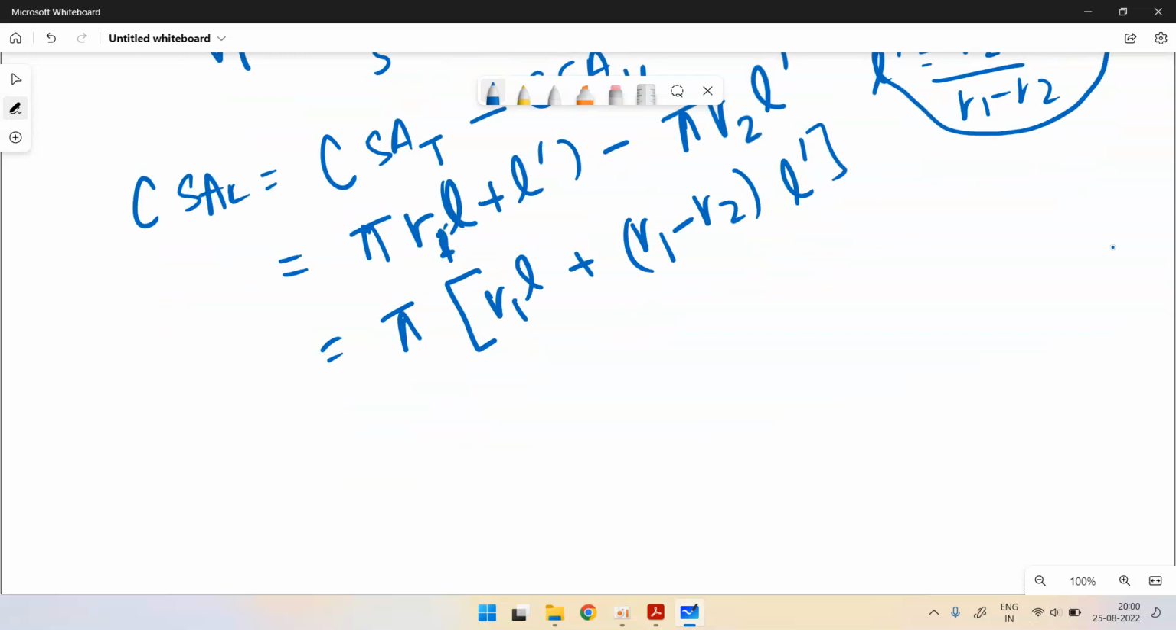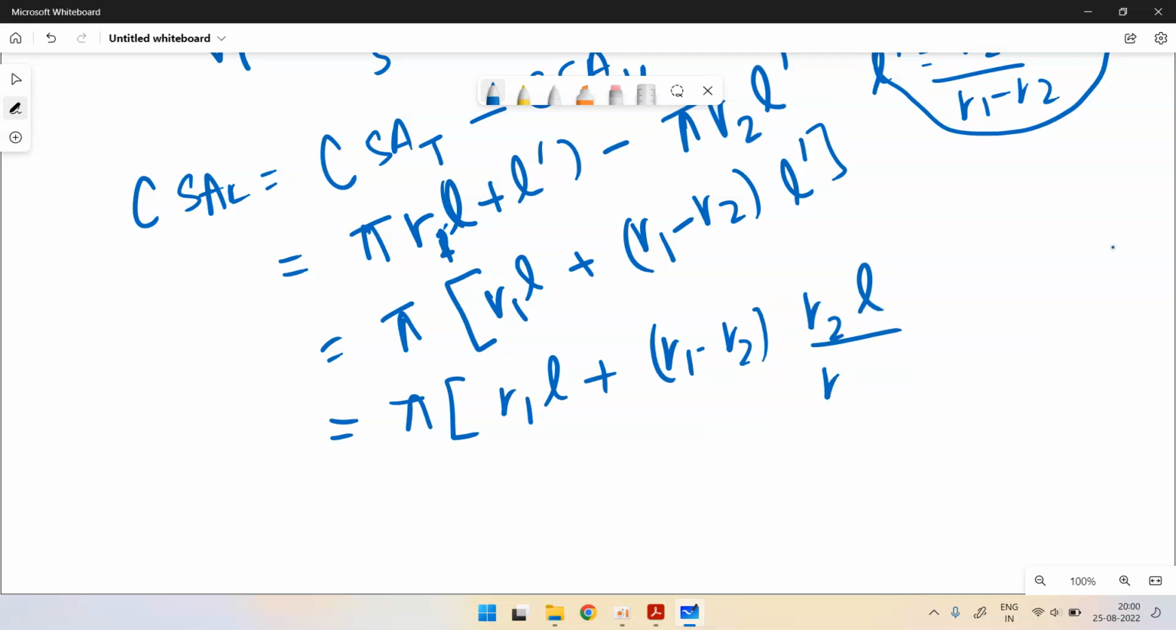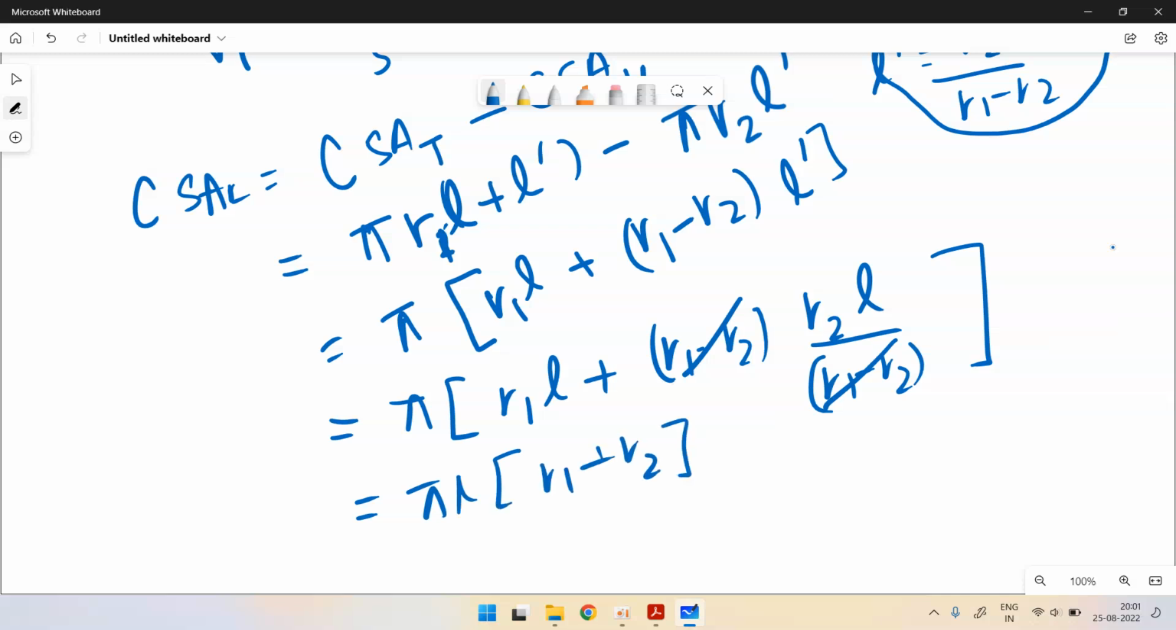So putting this value here, it is nothing but pi R1 L plus, substituting this value, (R1 minus R2) into R2 L by (R1 minus R2). So from R1 minus R2, the R2 factor gets cancelled, and you can take L common: pi L (R1 plus R2). Simple. So this is the curved surface area.